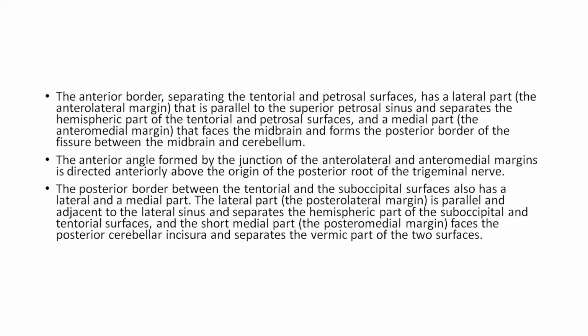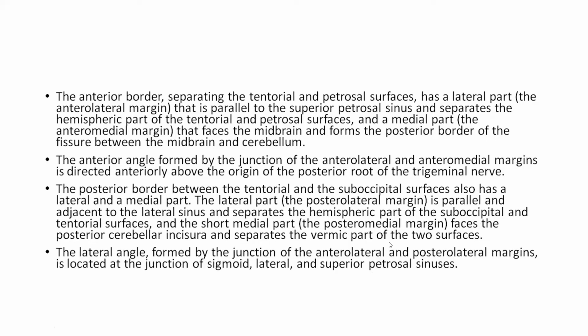Then we also have a posterior border that we'll be seeing diagrammatically. It is between the tentorial and the suboccipital surface. The lateral part is parallel and adjacent to the lateral sinus, and it separates the hemispheric part of the suboccipital lobe and the tentorial surfaces. Whereas a short medial part faces the posterior incisura and separates the vermic part of the two surfaces. The lateral angle is formed by the junction of the anterolateral and the posterolateral margins, and it is at the location of the junction of the sigmoid, lateral, and the superior petrosal sinus. And here veins often converge.